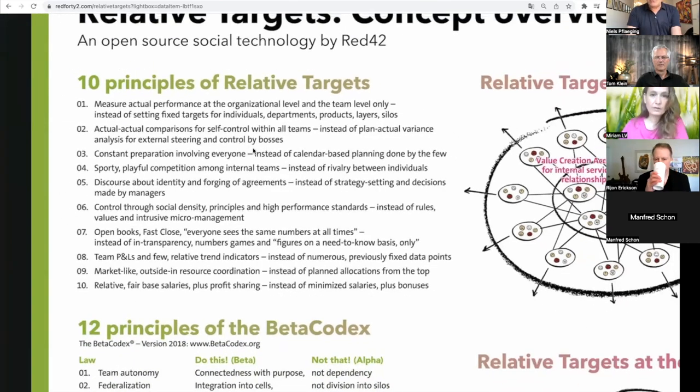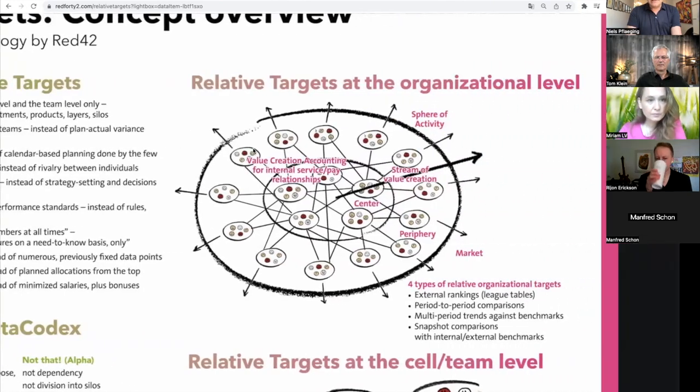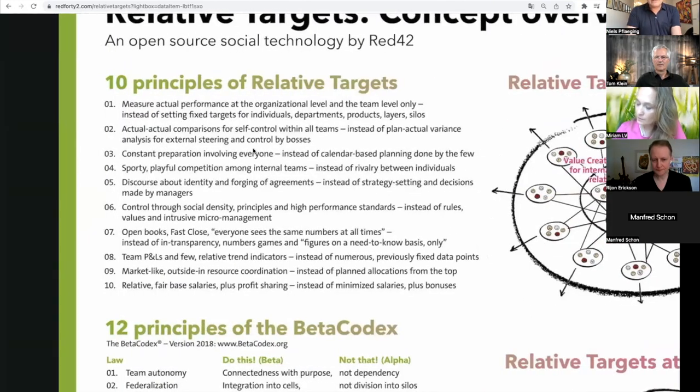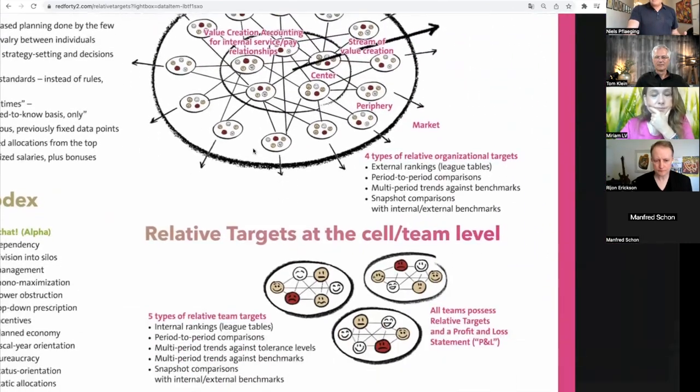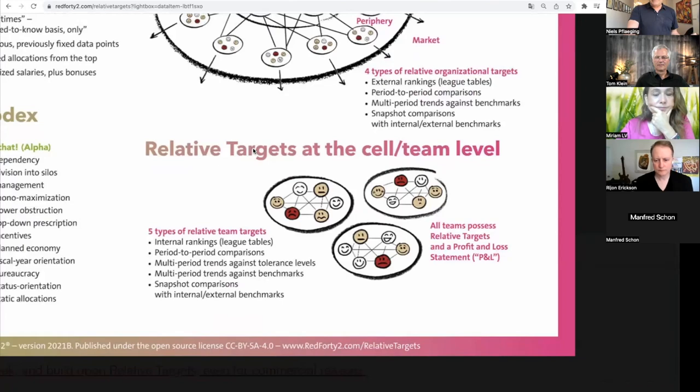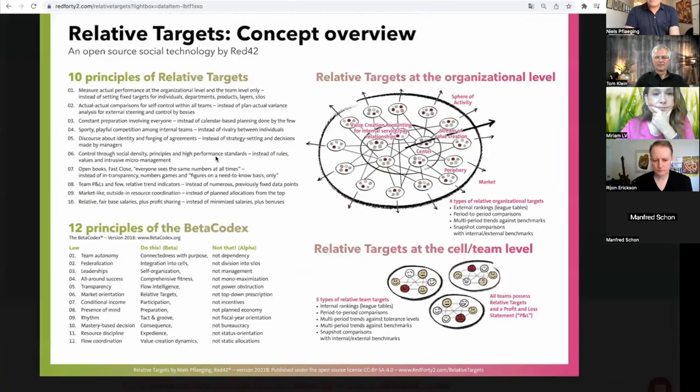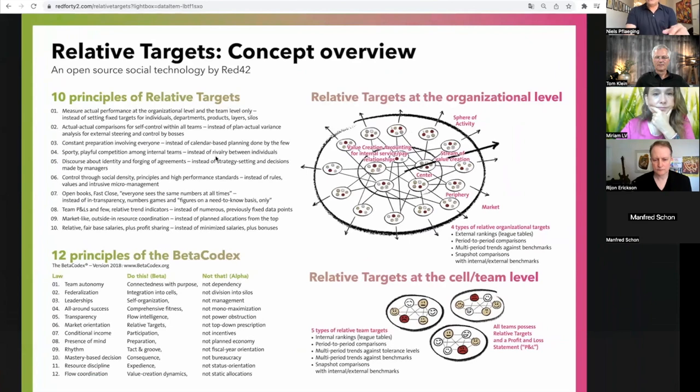And here the first principle already hints at the right side. The first principle says, if you look at it in the second line, instead of setting fixed targets for individuals, departments, products, layers, silos, what relative targets does is that you use targets on the organizational level, that's the top here, and at the team level only. So this is why on the right side, in this conceptual overview, you see at the top, relative targets function at the organizational level, and at the bottom, they function at the team or cell level.